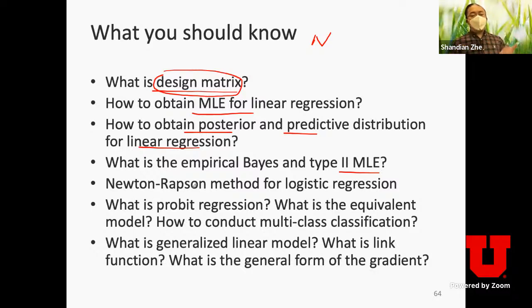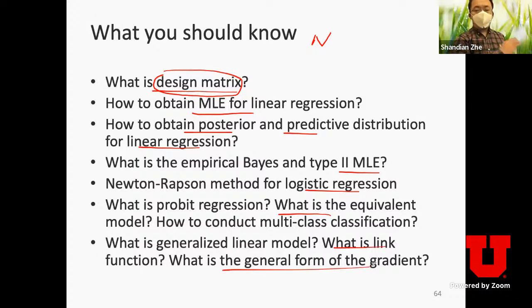And Newton-Raphson methods for logistic regression. What is probit regression? What is the equivalent augmented model? We talked about why probit regression is also very popular, partly because it's more favorable for Bayesian inference, because you can assume there is some latent intermediate random variable, first sampled from a Gaussian, and then generate the output from some step function. And you see that in the inference, it will be a lot easier. And what are generalized linear models, what is the link function, and what is the general form of the gradient.